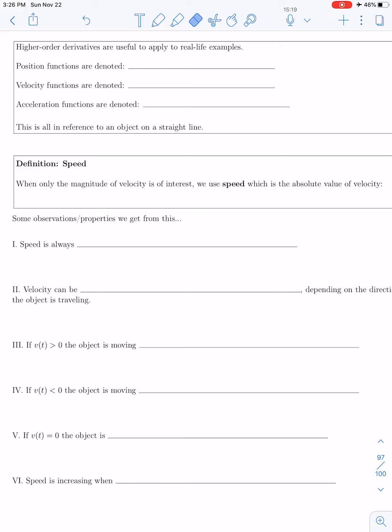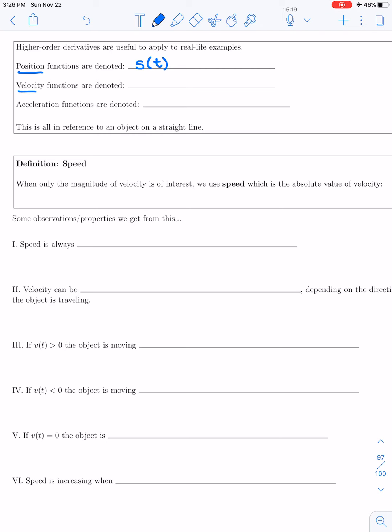Higher order derivatives are useful to apply to real life examples. In real life, we have things that have a position. Position is noted with an S of t. So tell me the time, and I could tell you S, the position of any object.